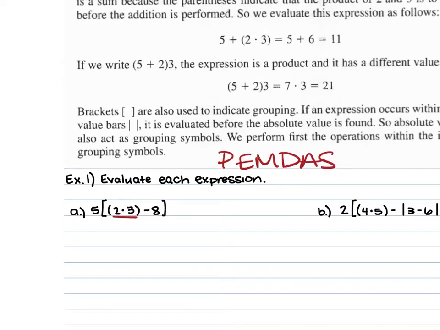So we are going to do the 2 times 3, which is 6, so it's 5 times 6 minus 8. Then we do the 6 minus 8, which is negative 2, so it's 5 times negative 2, which gives us negative 10.